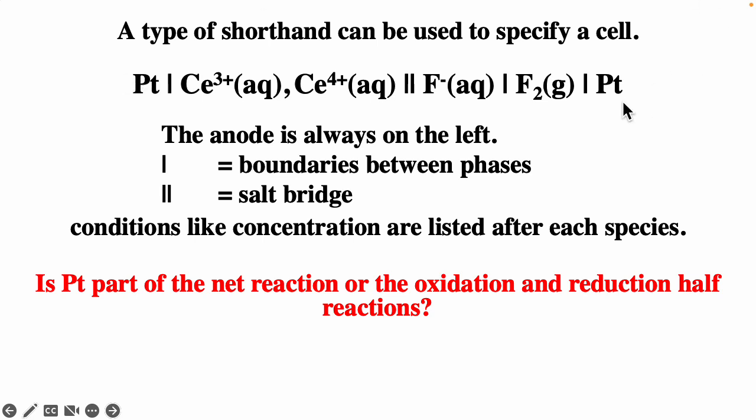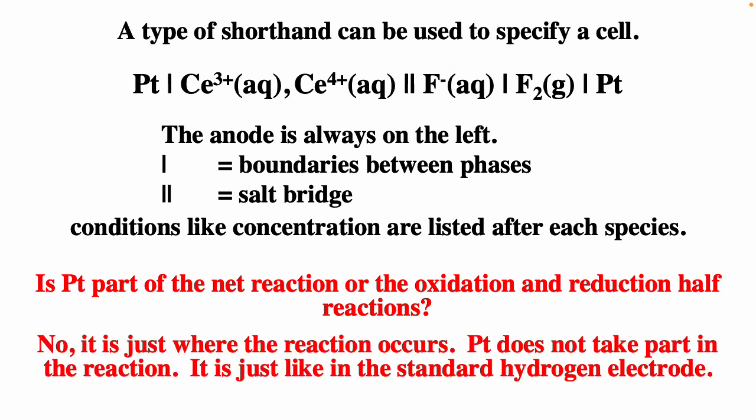And on the left you have the oxidation. Remember on the left hand side is always the oxidation. And so the cerium 3+ is losing electrons, being oxidized to cerium 4+. On the right you have the reduction. And so the fluorine gas is gaining electrons to form the fluoride ions. And so the platinum is not part of either the oxidation or reduction half reactions. It's not part of the net reaction. It's just where the reaction occurs.